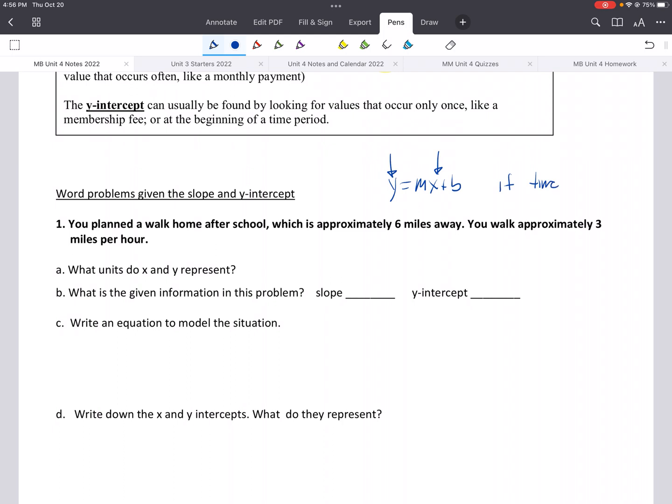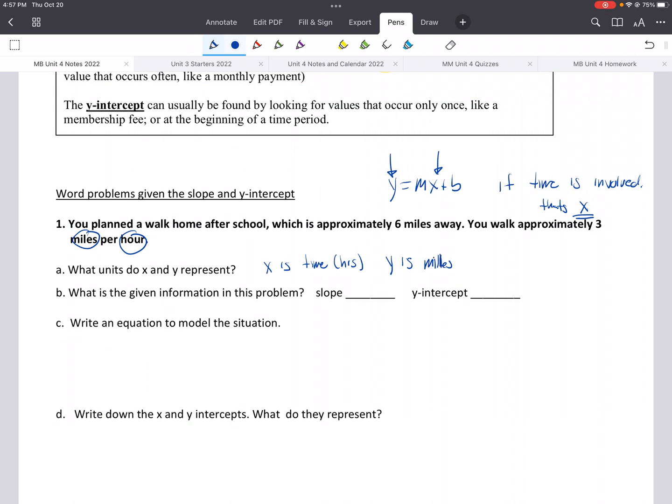Again, if time is involved, that's x. In this example we have miles per hour. So x is time in hours, and y, what do you think y could be? Well, y is miles.